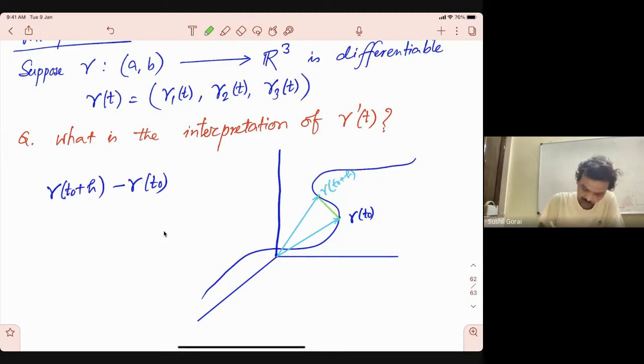This is the difference, and so we want gamma t naught plus h minus gamma t naught. So this vector is just gamma t naught plus h minus gamma t naught. Is it correct?